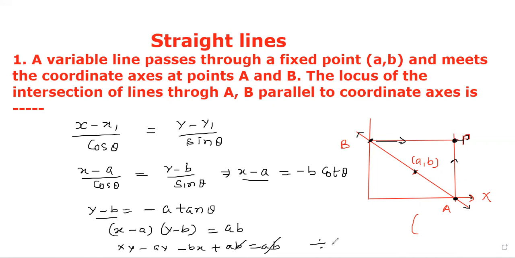Now we divide each term by xy. So we will get 1 minus a upon x minus b upon y equal to 0, from where we get a upon x plus b upon y equal to 1, which is the required equation. Now let's see the next question.